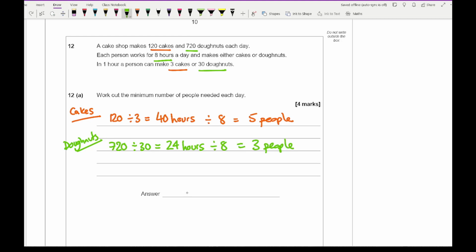So the minimum number of people I need each day to produce 120 cakes and 720 donuts is going to be 5 plus 3, which is 8. So I'm going to need 8 people.